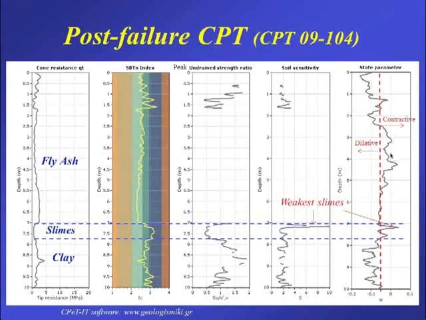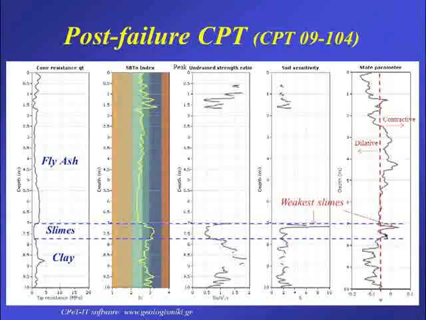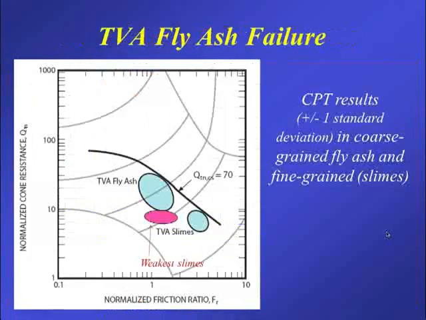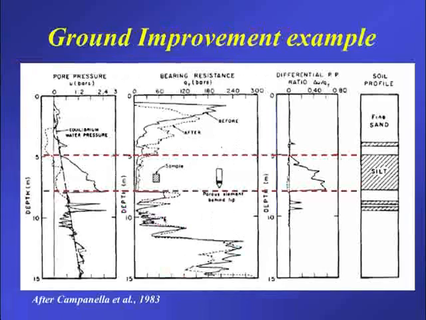the fly ash is considered to be contractive over most of its depth, and certainly the slimes would be considered to be contractive. And so if you translate that over the way we did with the previous case histories, then most of the data would fall below that contractive line. And the coarse fly ash plots a little bit higher up, but still underneath the boundary. And then the slimes plot on the contractive side. And the very weakest slimes are well inside the contractive, sensitive fine grain region.